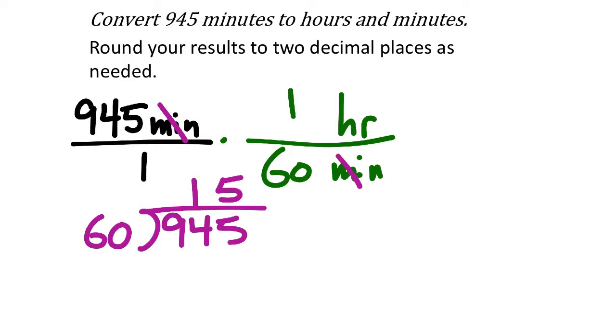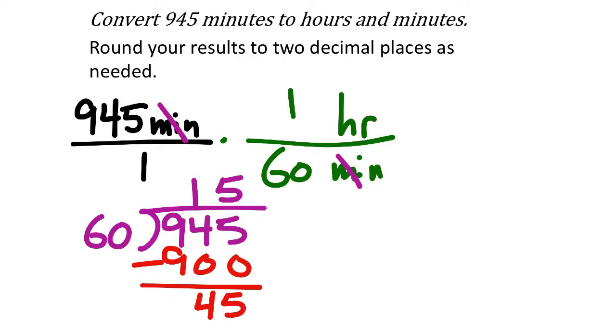Okay, so I go back to the calculator, 15 times 60 would be 900 days, which I subtract from the 945. I'm sorry, I said days. I guess that'd be minutes. And that leaves us with 45 minutes, right? So that 15 was how many hours it is. Because it's 60 minutes per hour, just like we showed here with the dimensional analysis.